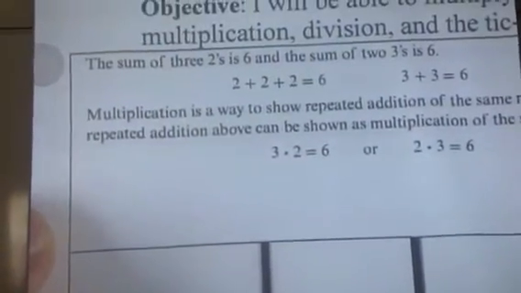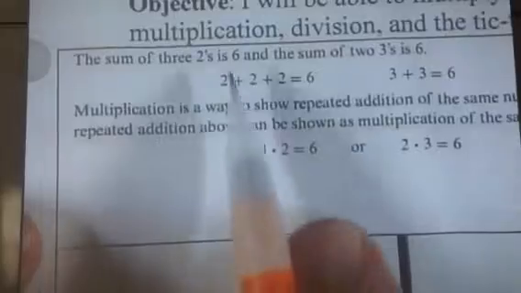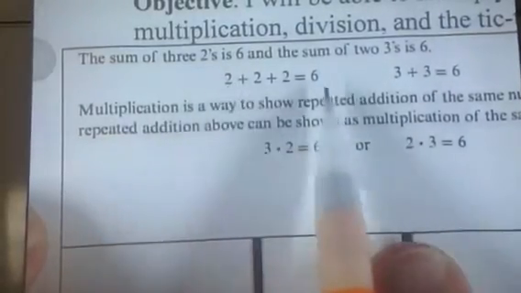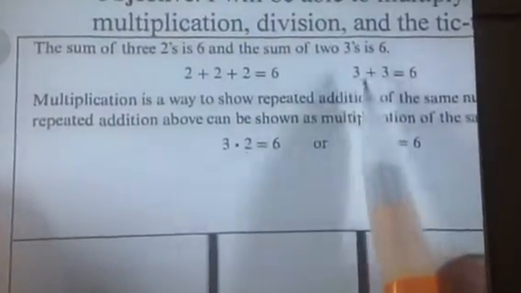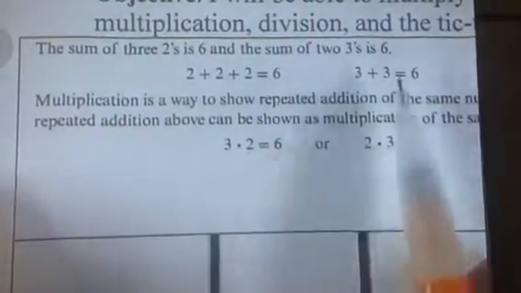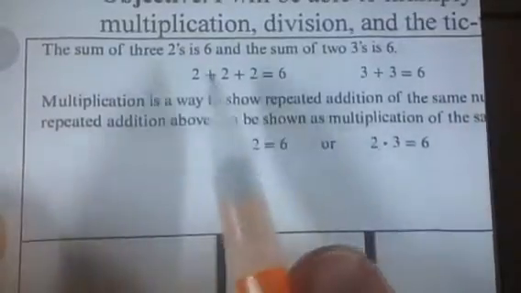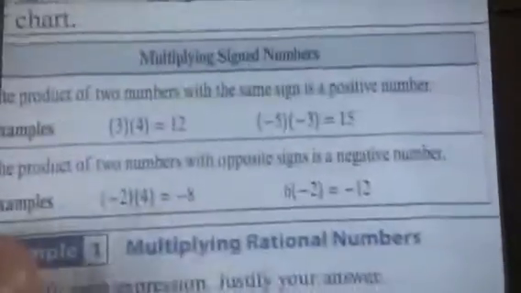What we remember about multiplication is that it is basically just repeated addition. 2 plus 2 plus 2 gives me 6. That's the same thing as 3 times 2, okay? 3 plus 3 gives me 6. That's the same thing as 2 times 3. It's 3, 2 times. This is 2, 3 times. You know that, all right?